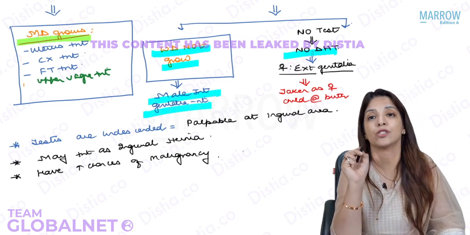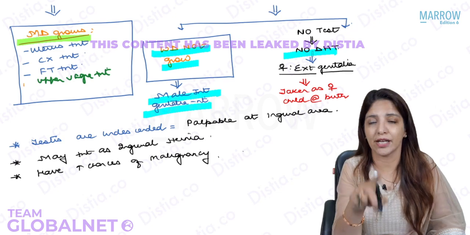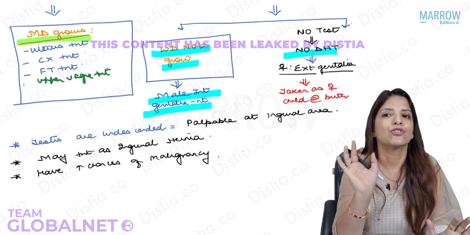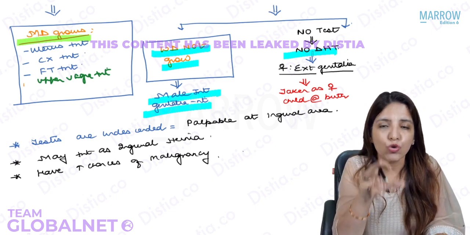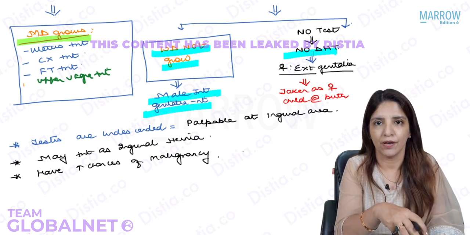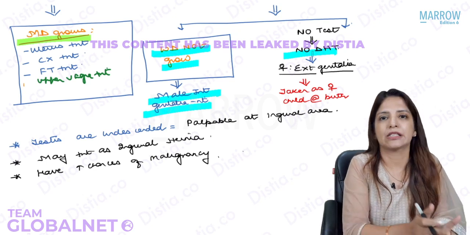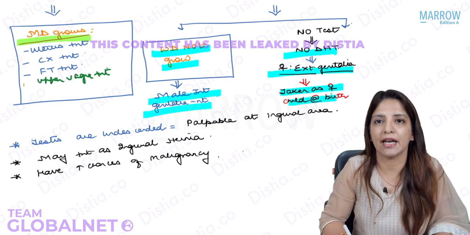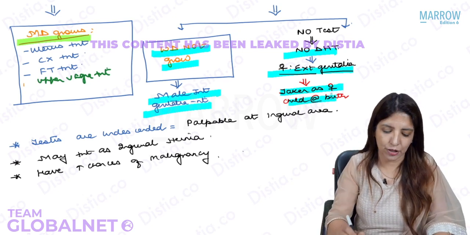Please do not say that in Swyer syndrome there is ambiguous genitalia. No, there is no testosterone, there is no dihydrotestosterone. So the external genitalia without any hormonal influence, they are always female external genitalia. And that is why these individuals are taken as a female child at birth.